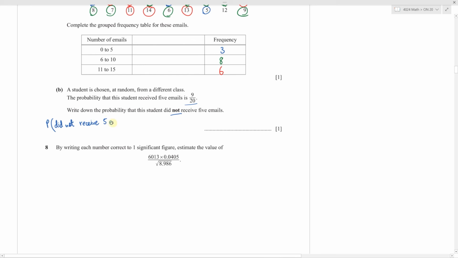So the probability that the student did not receive 5 emails will be equal to 1 minus the probability that the student did receive 5 emails. So this will be 1 minus 9 over 20. If you take the LCM, it will be 20, and this 1 will become 20 as well, minus 9, and this will be 11 over 20. So the probability that the student did not receive 5 emails is 11 over 20.